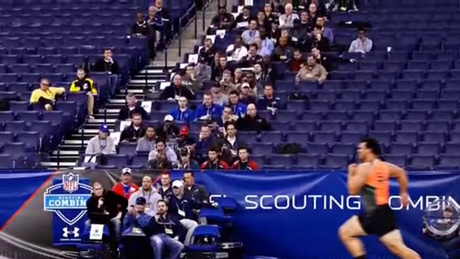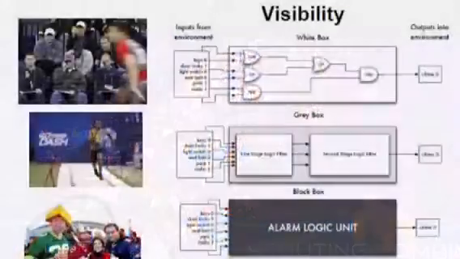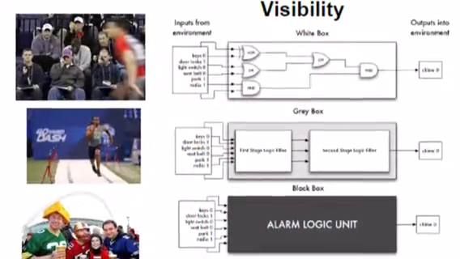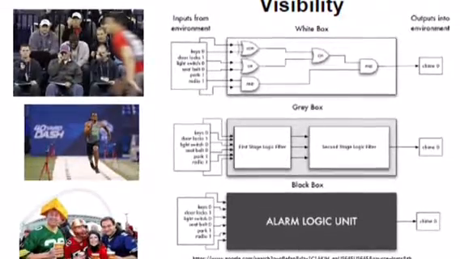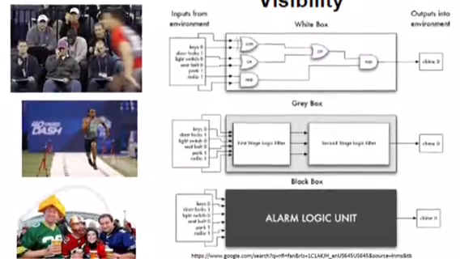Structure. The NFL Combine is an open system. Visibility. For an NFL scout, coach, or front office personnel, the NFL Combine is a white box system, meaning they understand everything going on within the system, including the internal components.